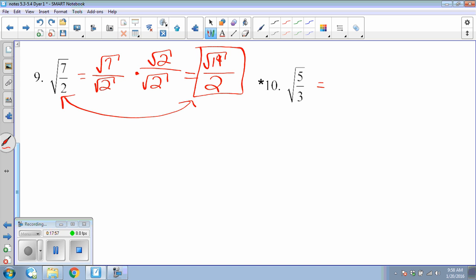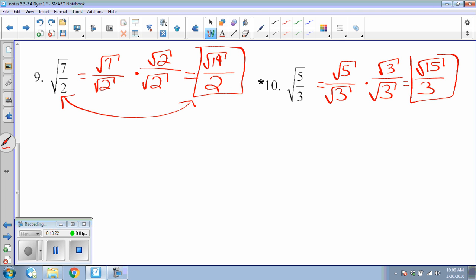Tangents work the same way. So we have the square root of 5 over the square root of 3. Y'all try this one. Okay, let's see how you did. Okay, so we need to multiply the top and bottom by what? Very good. Square root of 3, by the square root of 3. So I end up with the square root of 15 over 3. How'd we do? Good? Good.